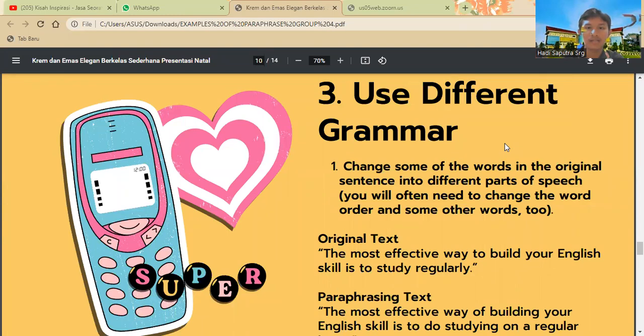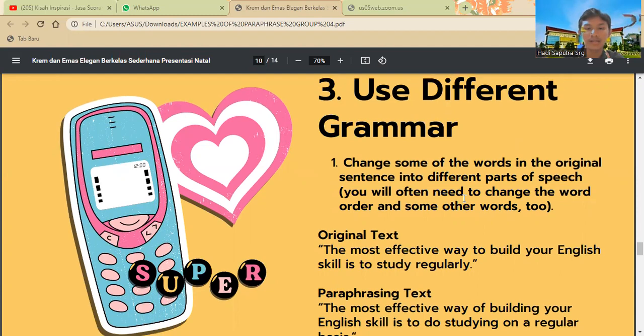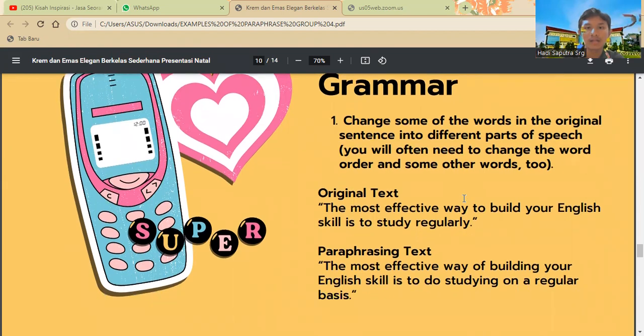The first one is to change some of the words in the original sentence into different parts of speech, and you will often need to change the word order and some other words too. So here is the example text before we use different grammar: The most effective way to build your English skills is to study regularly. And here's the example text after we use different grammar to paraphrase it: The most effective way of building your English skill is to do studying on a regular basis. Next, please.